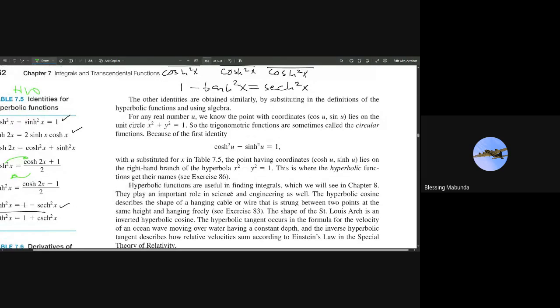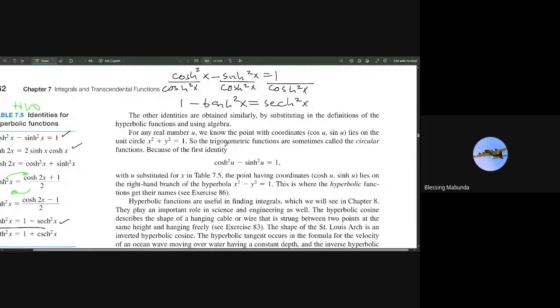So the other identities here are obtained in a similar manner, by subbing in the definitions of the hyperbolic functions and using algebra. For any real number u, the point with coordinates cos u, sin u lies on the unit circle, x squared plus y squared equals 1. So the trig functions are sometimes called circular functions because of this identity.